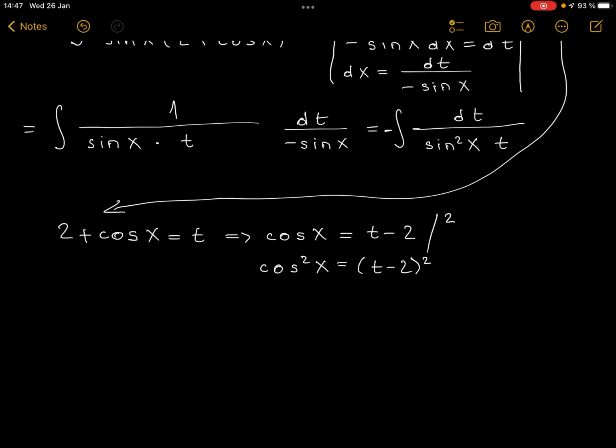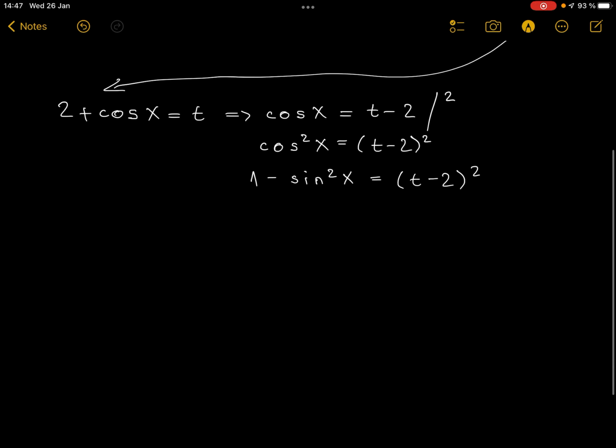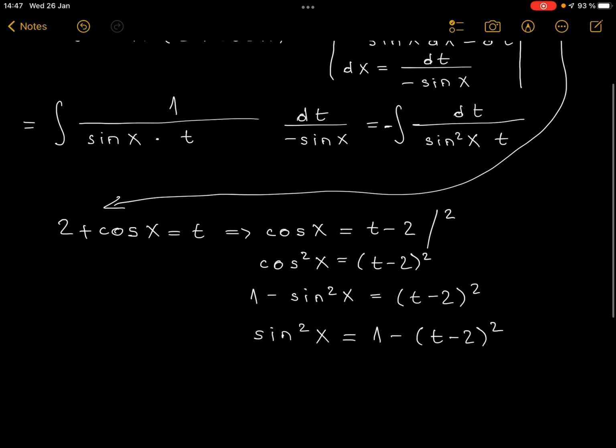Now, cosine squared x can be rewritten as 1 minus sine squared of x, which is still the same as t minus 2 squared, or in other words, sine squared x is equal to 1 minus (t minus 2) quantity squared. Now, with this in mind, I'm just going to go ahead and plug this back into our integral.